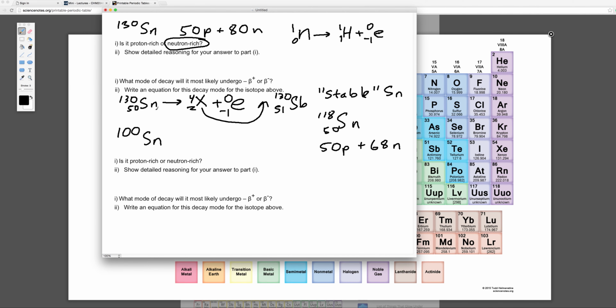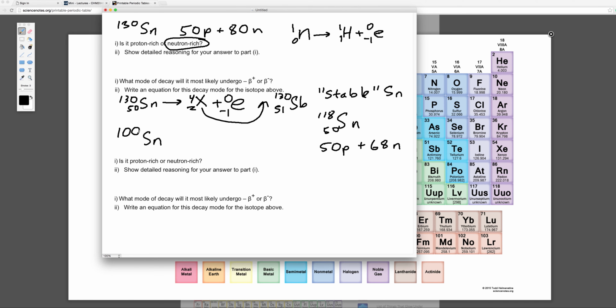If you take a look, you see that 50 turns into 51, so we're gaining a proton, and we're also losing an electron as a product. So it makes sense that anything neutron rich will want to decay in this fashion, in a way that gets rid of neutrons and turns them into protons.